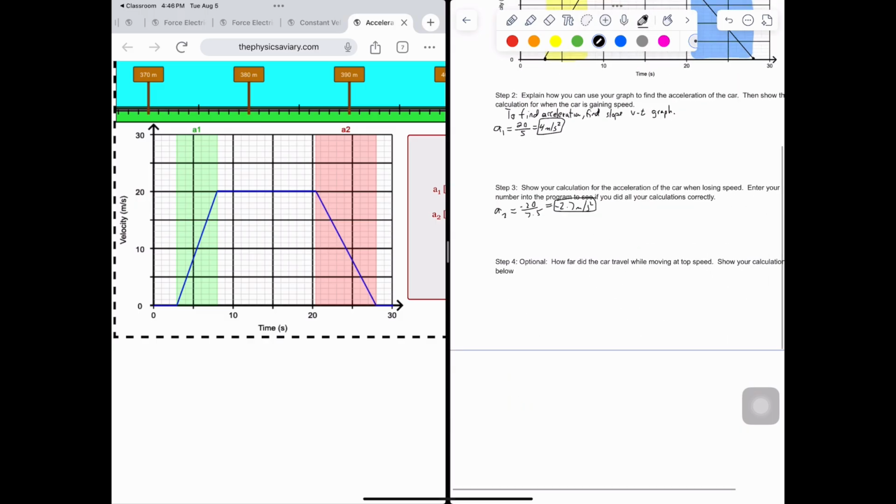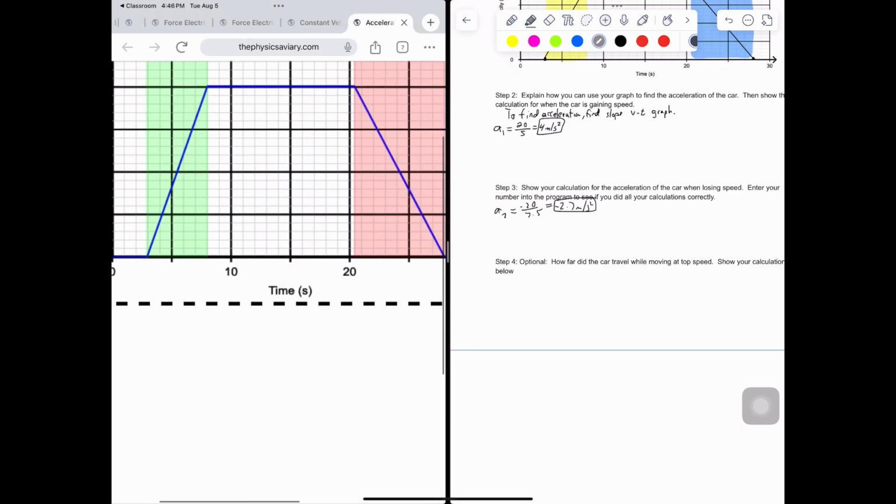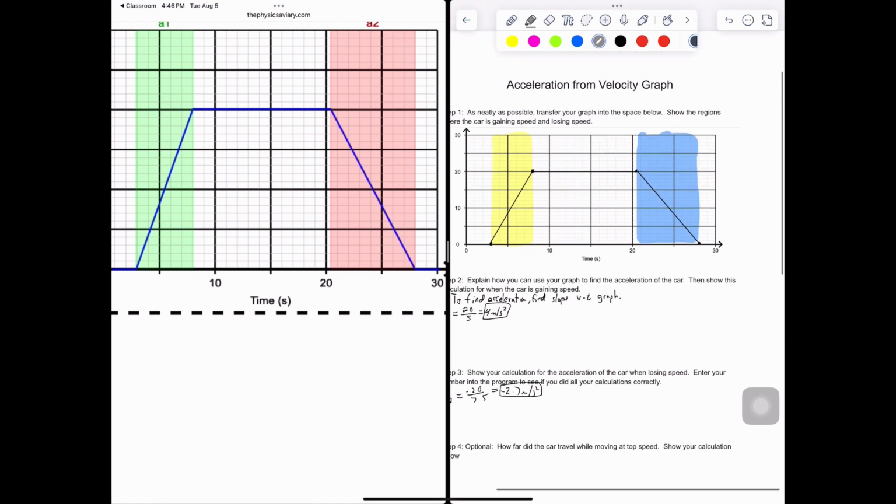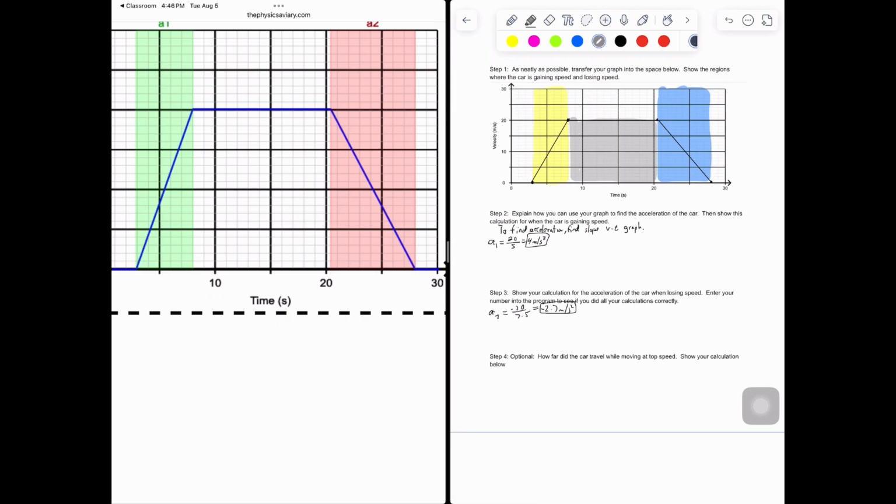Okay, now the optional question is asking how far did it go when it was moving at top speed. Well, I'm not going to solve that one for you right now because we'll do that a little bit later on in the next problem. But suffice it to say, it would basically be this. If I found the area under the curve, from this area right here, under that rectangular region, because that rectangular region represents what? The maximum speed. So if I find the area under that, I would find out how far you went at maximum speed. But I'm not going to go ahead and do that now.